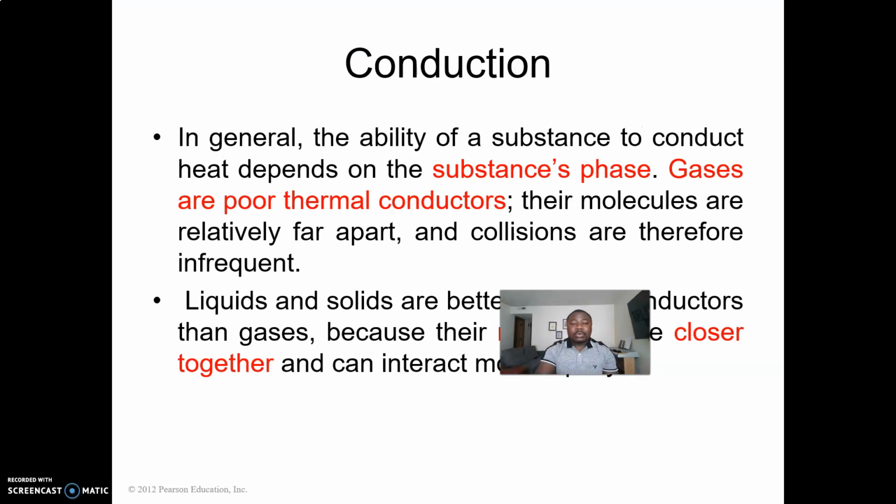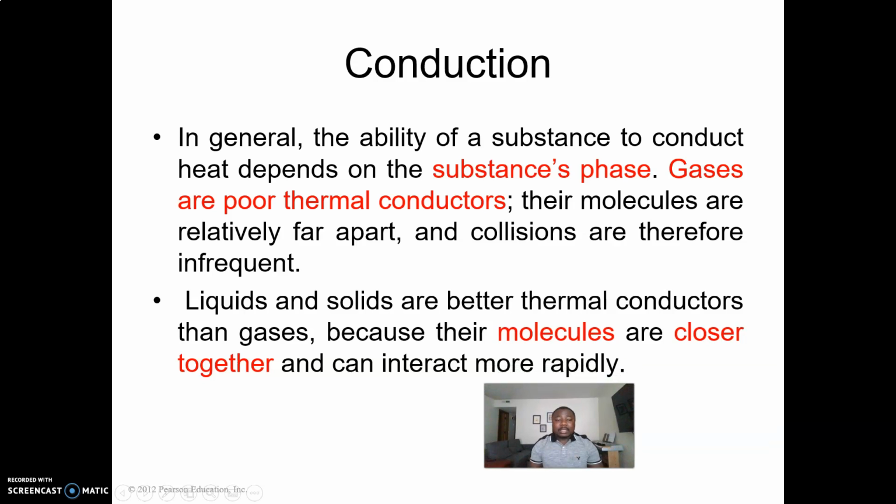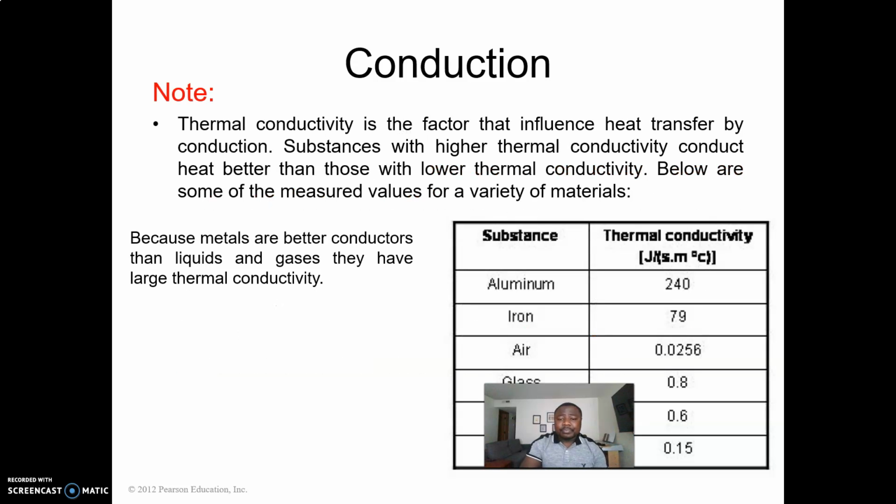Okay. So conduction, in general: the ability of a substance to conduct heat depends on the substance's phase. Gases are poor thermal conductors. Obviously, their molecules are relatively far apart, and collisions are therefore infrequent. So it's difficult for us to have collisions. So gases generally are very poor thermal conductors. Liquids and solids are better thermal conductors than gases because their molecules are close to each other and they can interact more rapidly. You remember this concept from when we were talking about fluid flow.